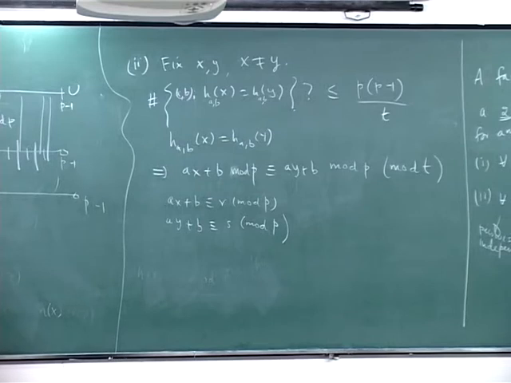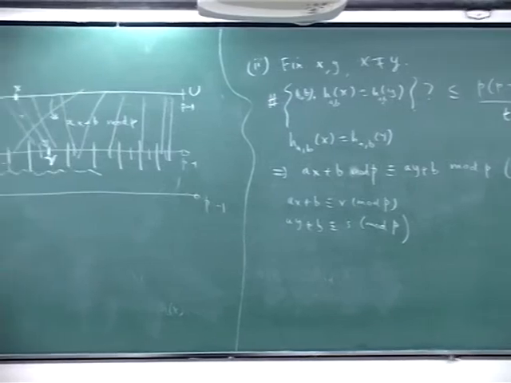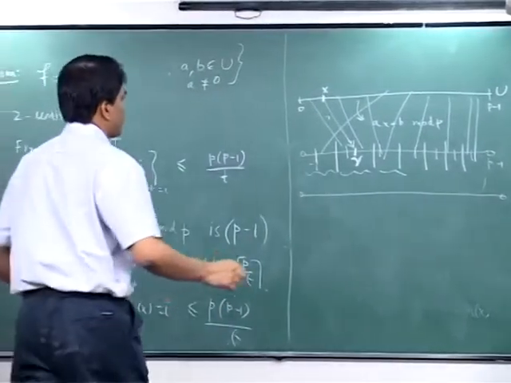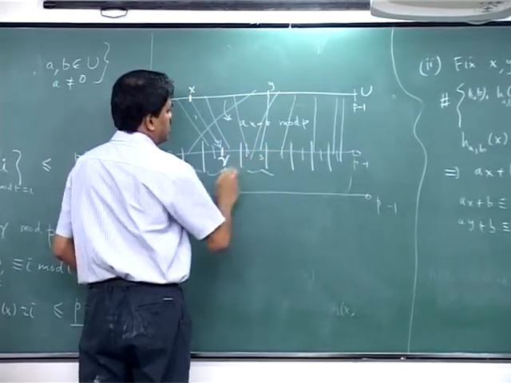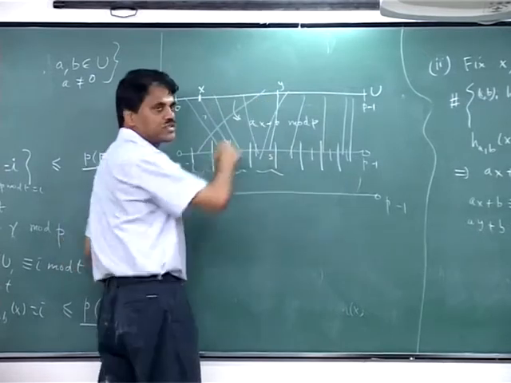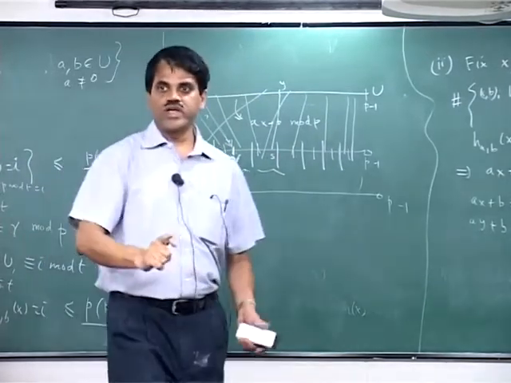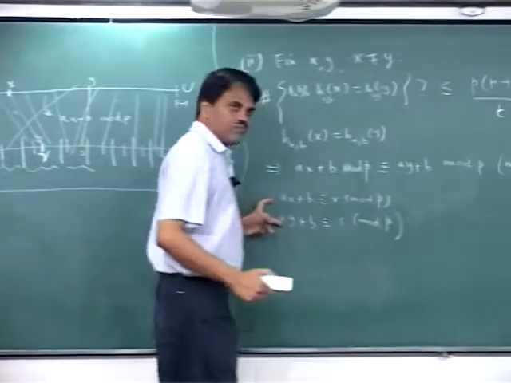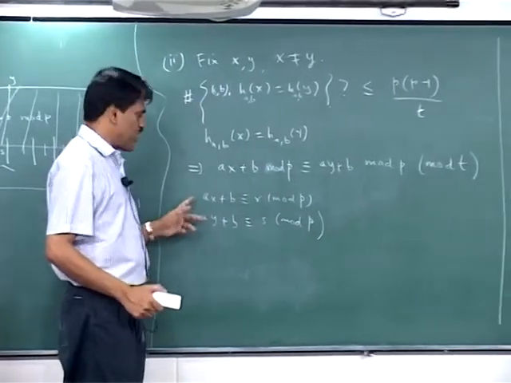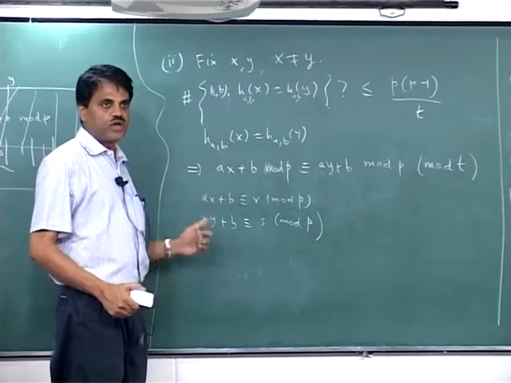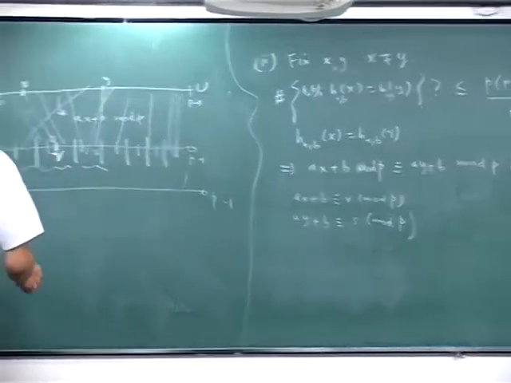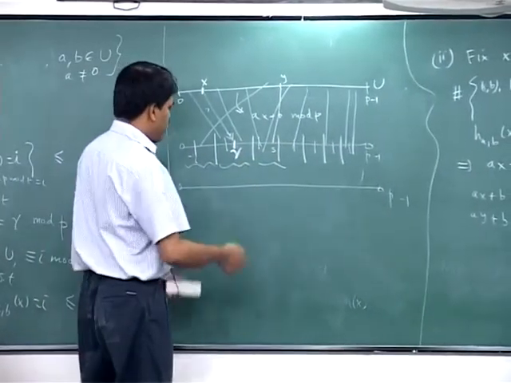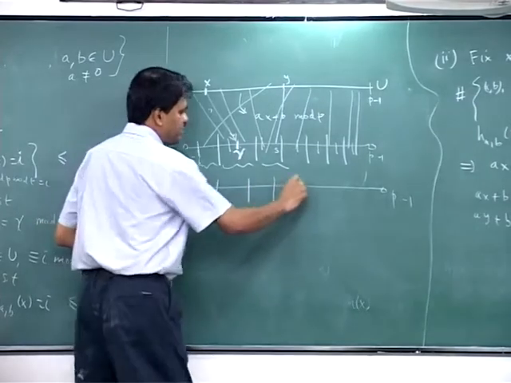Suppose I fix an r in the domain 0 to p minus 1. So x gets mapped to r, and suppose some y gets mapped to s. How many (a, b) pairs are there that can do this? One. This is unique because it's two linear equations in a and b. You solve it, you get unique values of a and b. So there's only one (a, b) which will map x to r and y to s. So now we have to come to this modulo t.